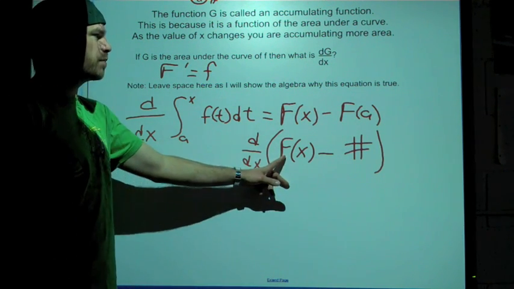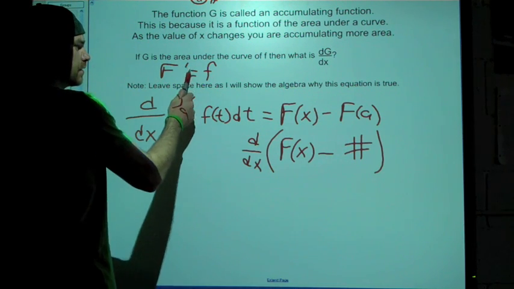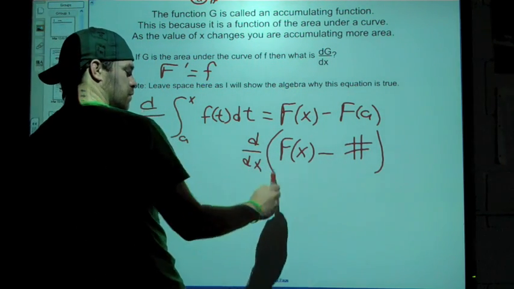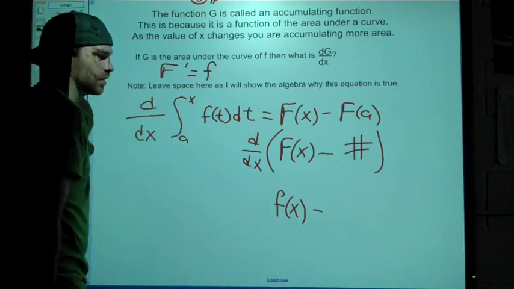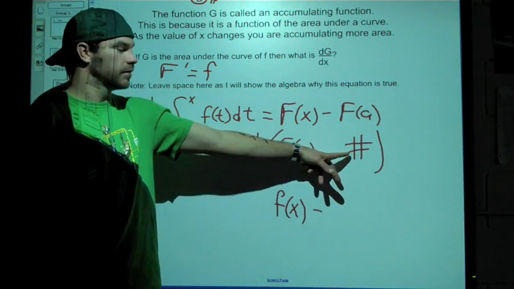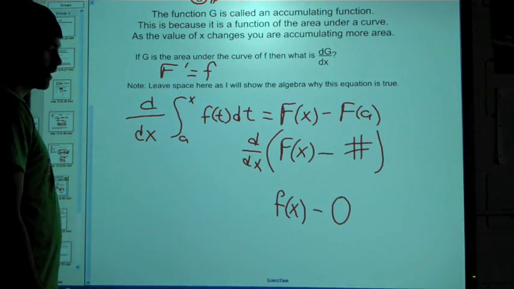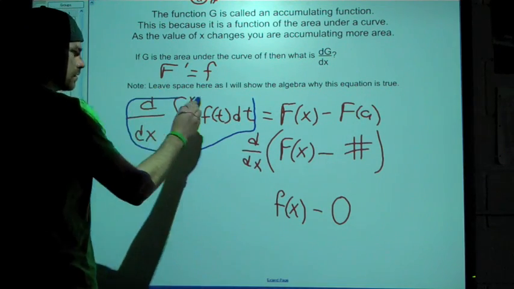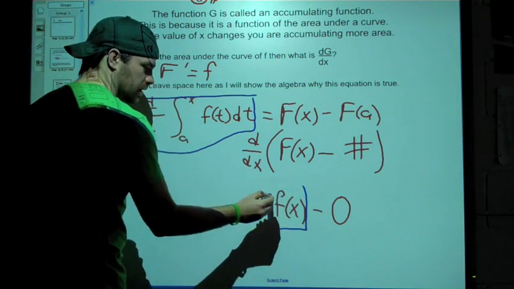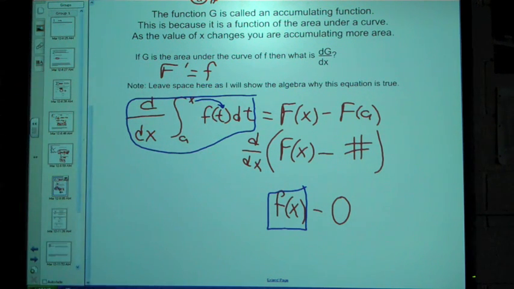What's the derivative of big F? Think about it. Derivative of big F is little f. So the derivative of this would be little f of x, minus, what's the derivative of any number? 0. So that's how you get the derivative of this, which is just f of x. Take the x, plug it in. Okay? That's the algebra behind it.